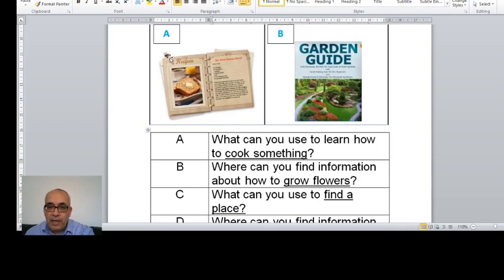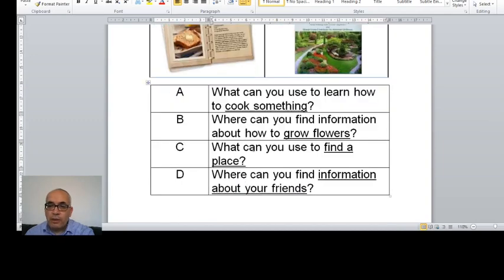So this one is A, so I write A in this box. These two words which I underlined for you tell you the answer is here. So you match this with the picture and this is A. B again, where can you find information about how to grow flowers, garden flowers? So definitely this sentence you match it with number B. So here I have to write number B.